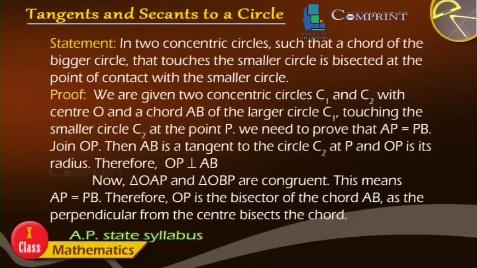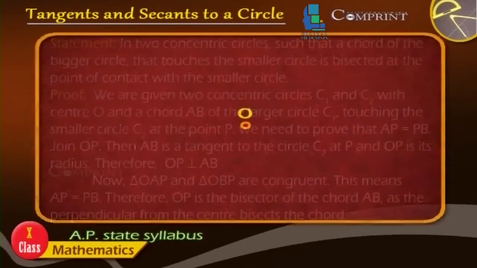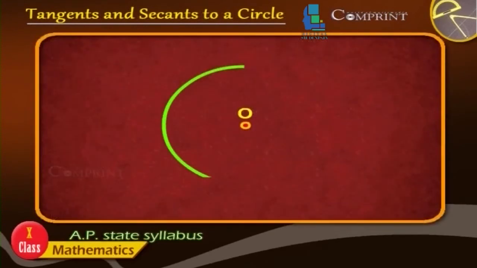Statement: in two concentric circles, a chord of the bigger circle that touches the smaller circle is bisected at the point of contact with the smaller circle. Proof. We are given two concentric circles C1 and C2 with center O and the chord AB of the larger circle C1 touching the smaller circle C2 at the point P. We need to prove that AP is equal to PB. Join OP.